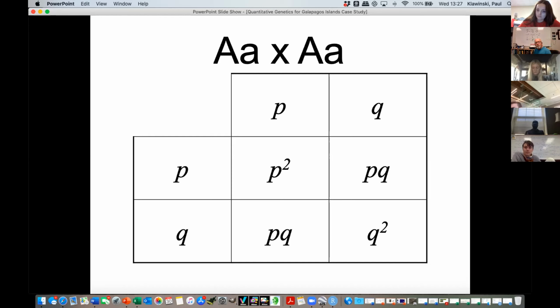If I can pipe in here, yeah, go ahead. Notice that if you take that 1/4, 2/4, and 1/4, those are the proportions of the genotype frequencies in the population. What do you get if you add them all together?